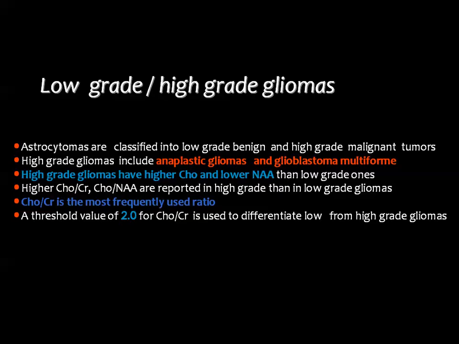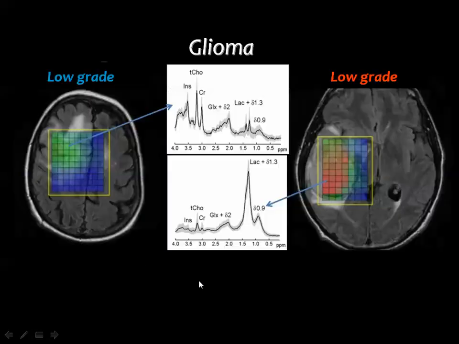And in order to have a good judgment, you should have the ratio between the choline and the fixed peak of creatine. Then the choline creatine ratio will tell you what is the grade of the tumor most likely you are dealing with. Then a threshold value of 2 for choline creatine ratio is used to differentiate the low grade from high grade glioma, meaning that if you divide the peak of choline by the peak of creatine and you got more than 2, then you are dealing with a high grade tumor.